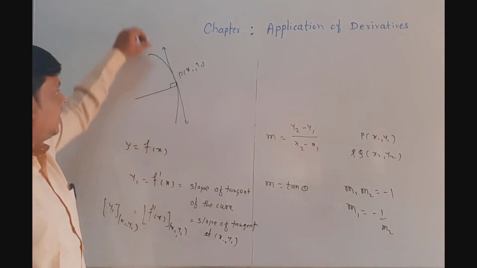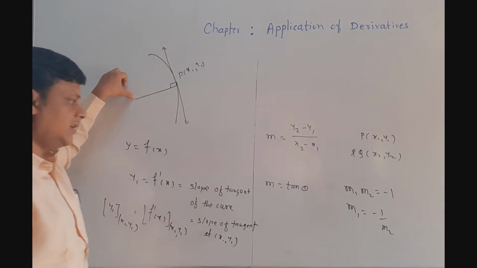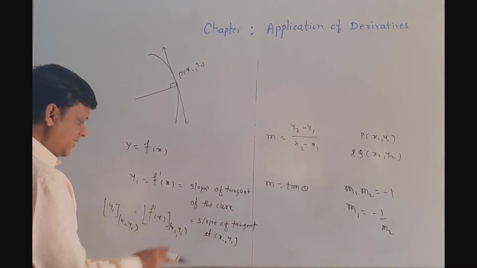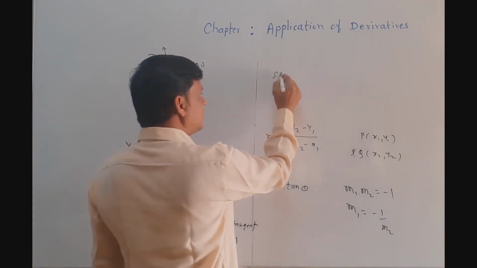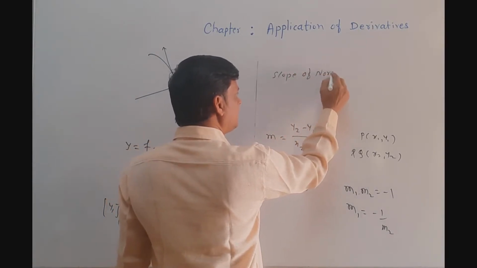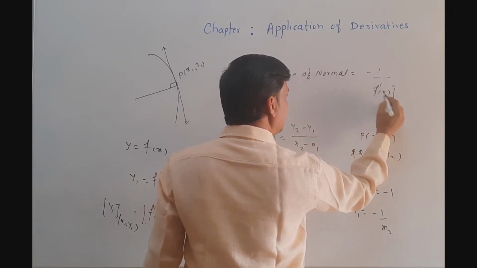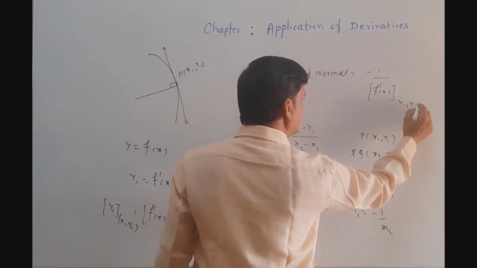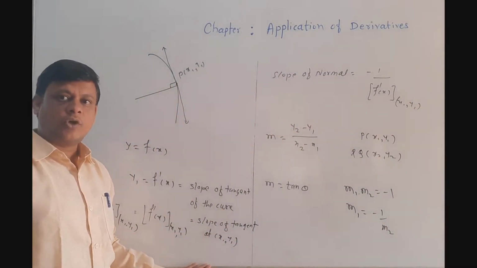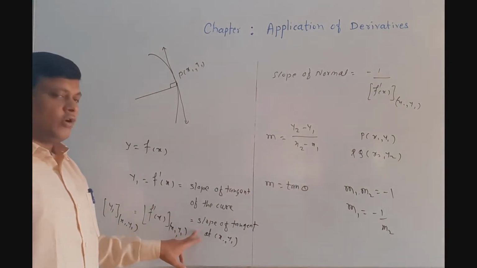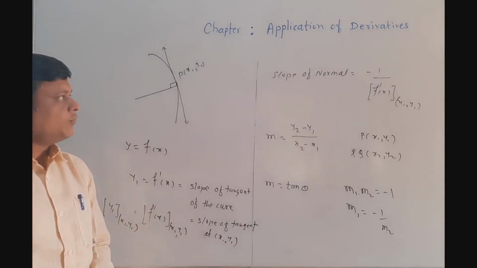That means if we know the slope of the tangent, from that we find the slope of the normal to that tangent. So if the slope of the tangent is f dash of x, then the slope of the normal is equal to minus 1 upon f dash of x at x1 y1. So using this concept we find the equation of the tangent and the equation of the normal. For that we have to find the slope of that tangent first.